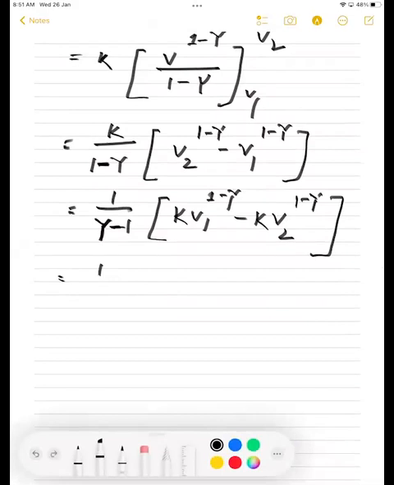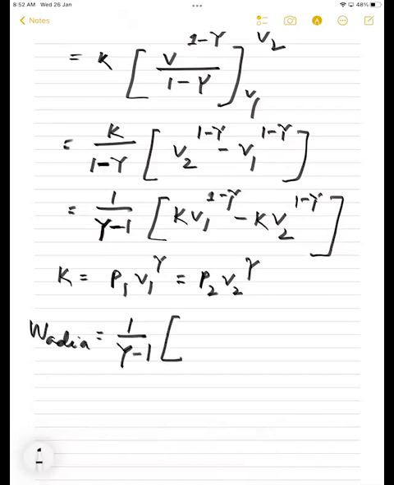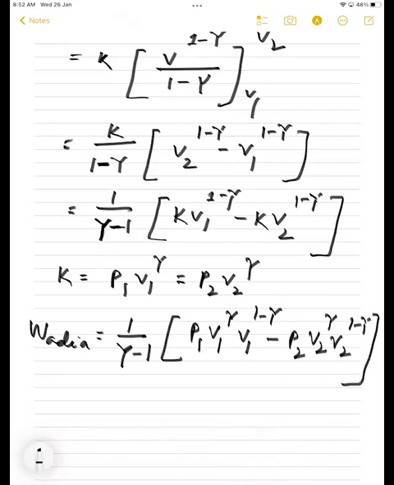But here you see we can directly modify it now. K is equal to how much? P1 V1 to the power gamma, that is equal to P2 V2 to the power gamma, right? So W adia is equal to 1 by gamma minus 1, correct? Into P1 V1 gamma into V1 to the power 1 minus gamma minus P2 V2 gamma into V2 to the power 1 minus gamma. Understood, students? By putting the value of K. Got or not?